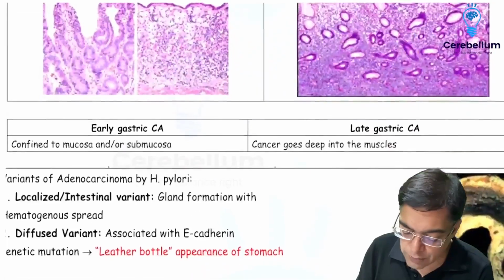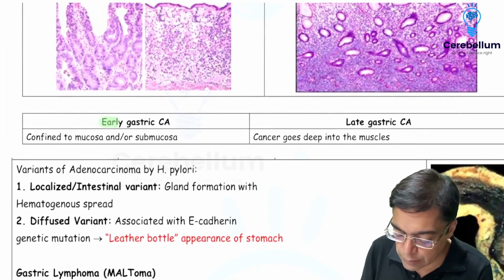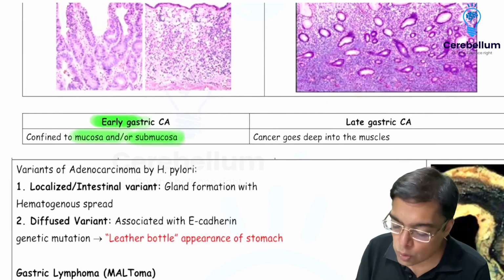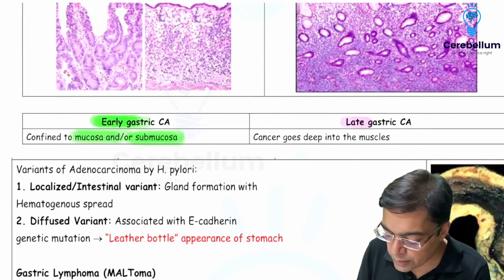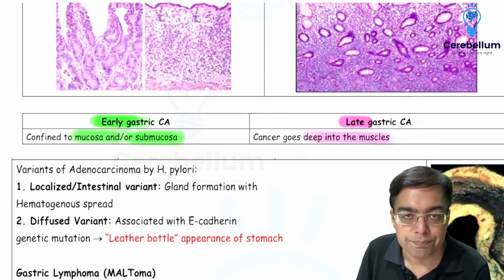The other way of classification can depend upon the extent or depth of the cancer involvement. We could have what is called an early gastric cancer, which is associated with involvement of the superficial layers like mucosa and submucosa. Or we could have a situation where the patient has a late gastric carcinoma, which can go deep into the muscle layer or even deeper into the serosa.